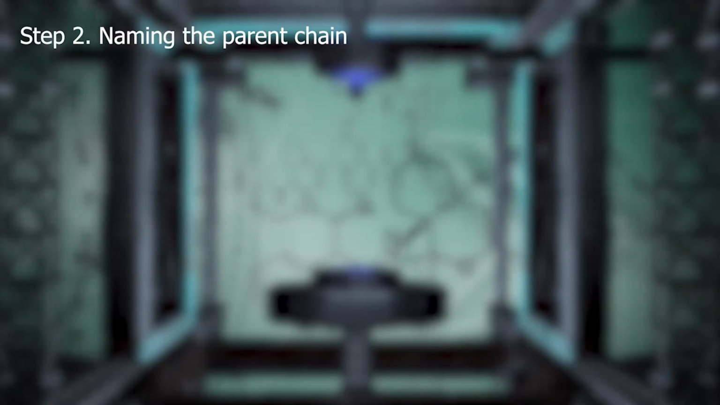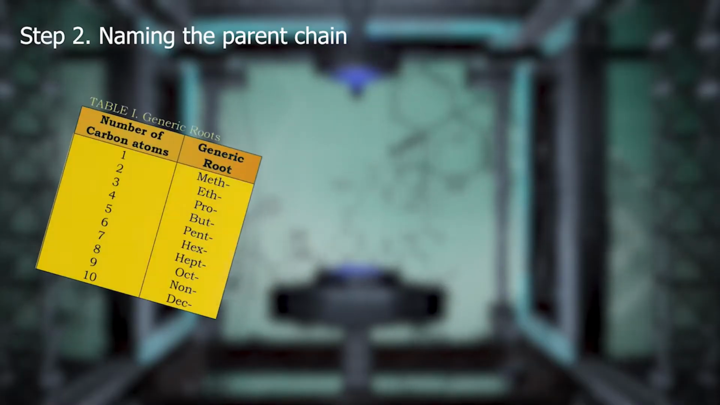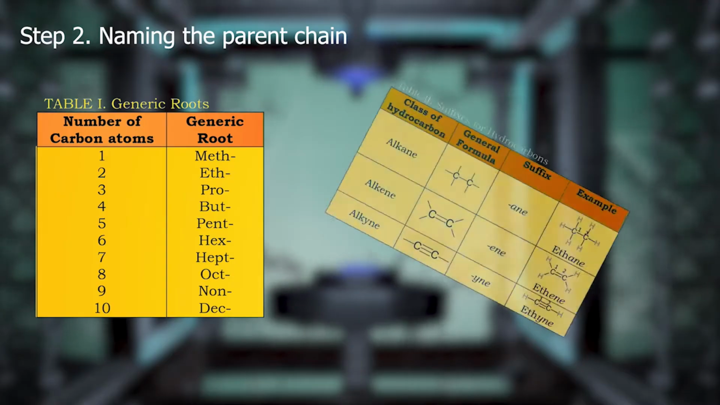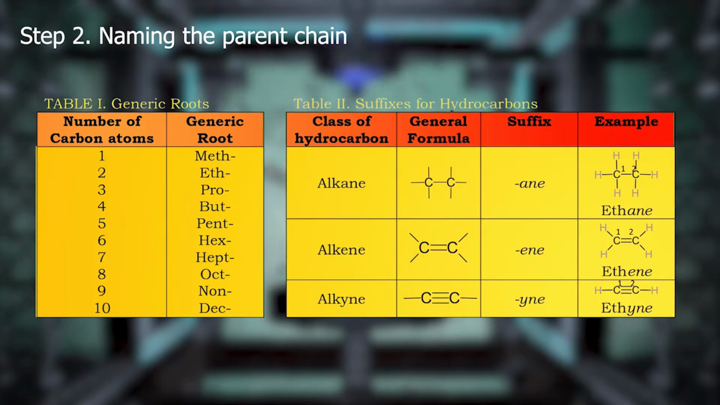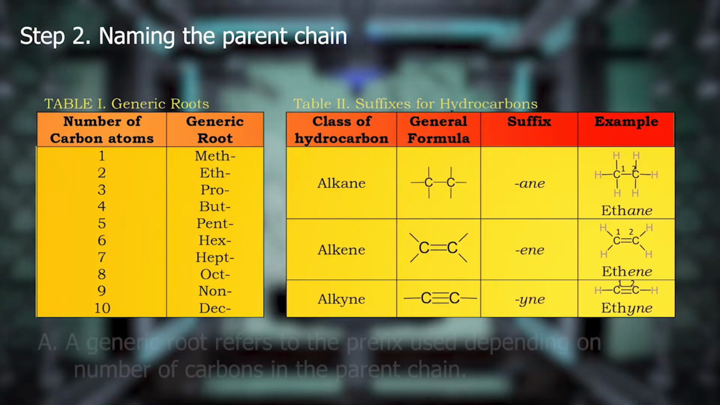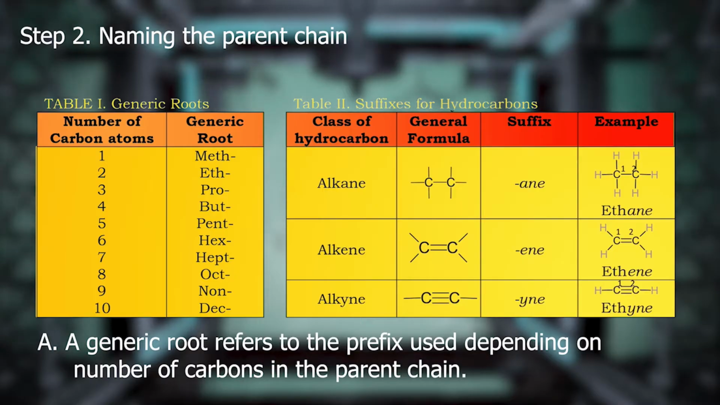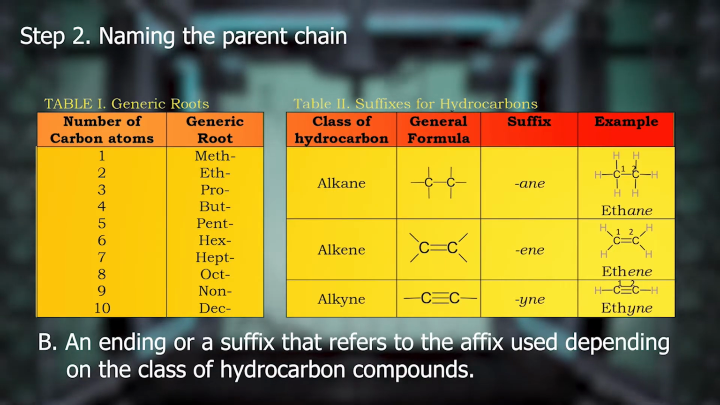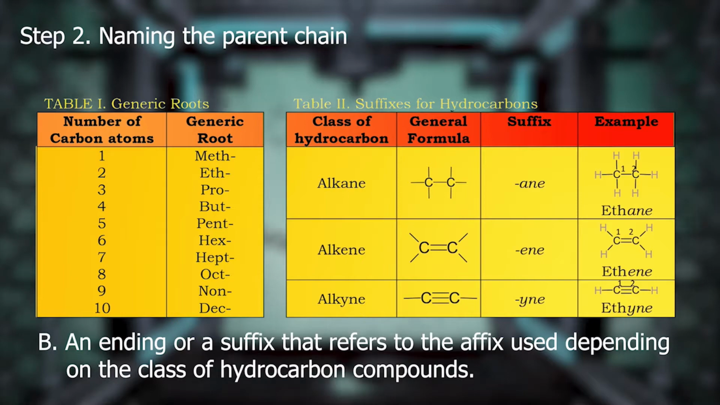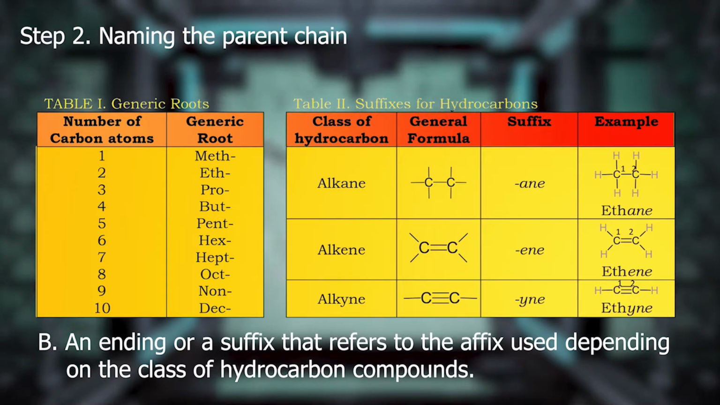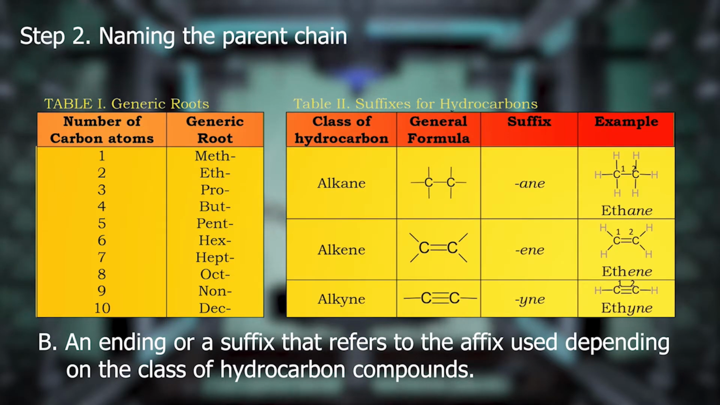Step 2. Naming the parent chain. There are two parts to consider in naming the parent chain: the generic root and the suffix. A. A generic root refers to the prefix used depending on the number of carbons in the parent chain. See Table 1 for reference. B. An ending or a suffix that refers to the affix used depending on the class of hydrocarbon compounds. See Table 2 for reference.